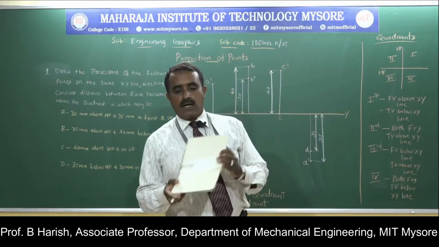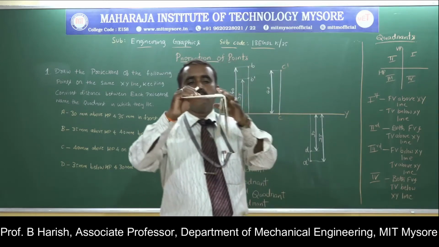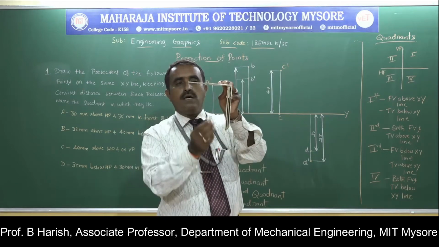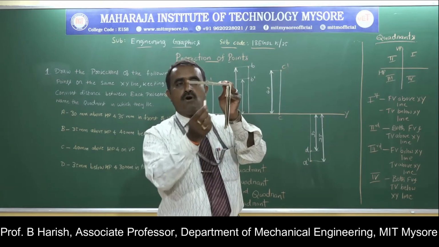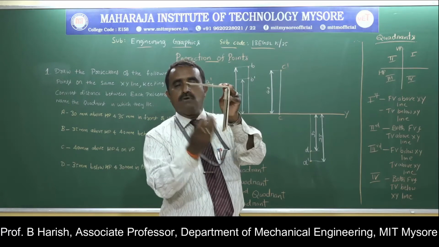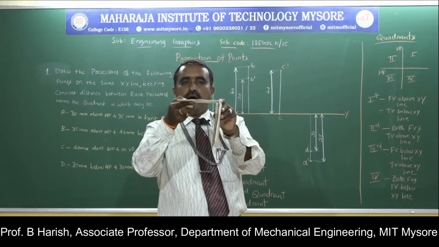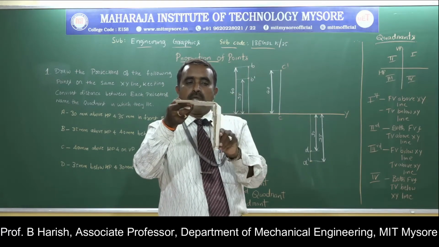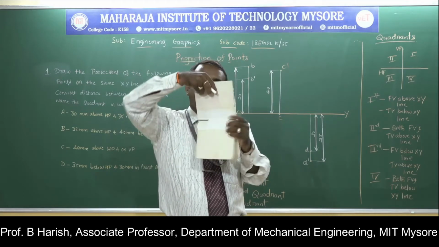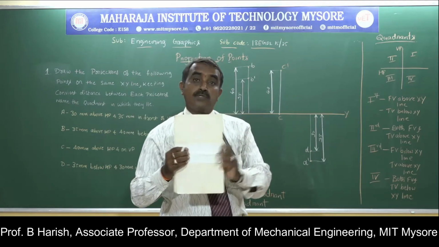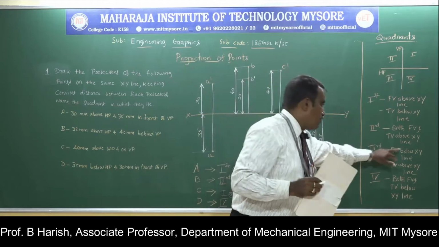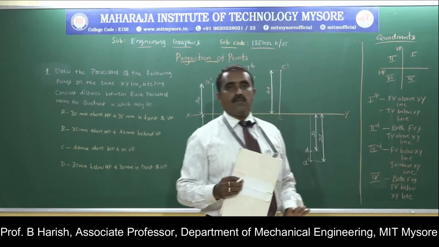Then come to the third quadrant. This is the third quadrant. Here once again the object is here, so the top view will be here and the front view will be here. The rule is once again the horizontal plane is rotated and the vertical plane is fixed. It will rotate like this. The third quadrant is just opposite to the first quadrant: the front view will be below the xy line and the top view will be above the xy line.